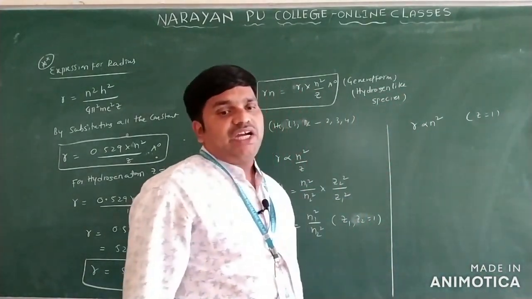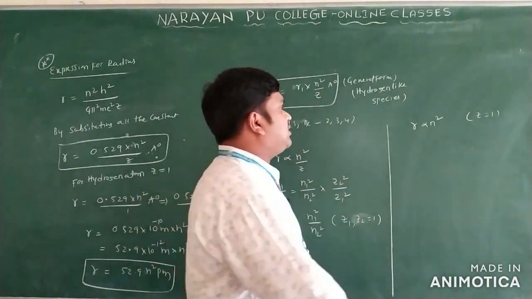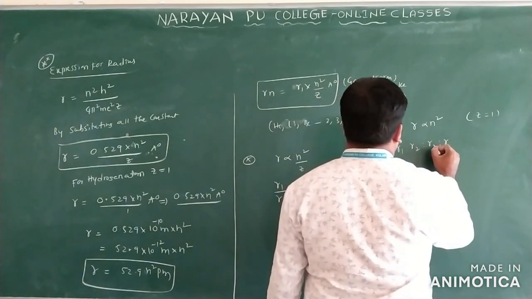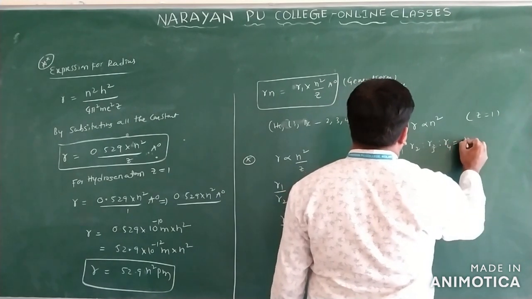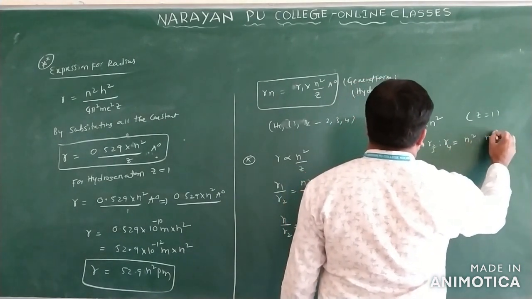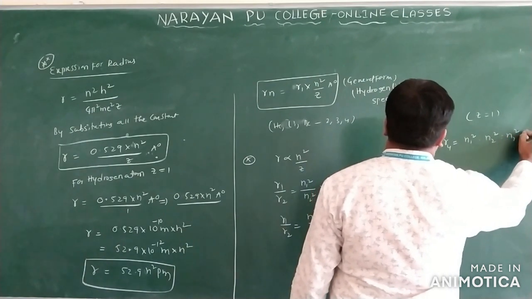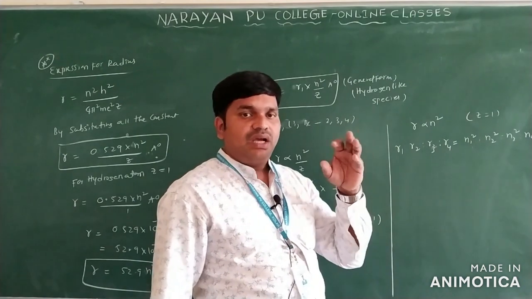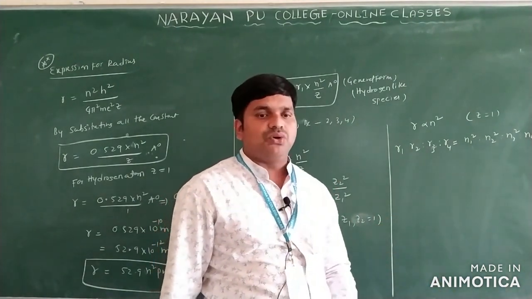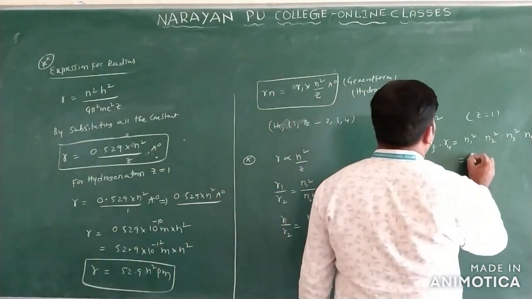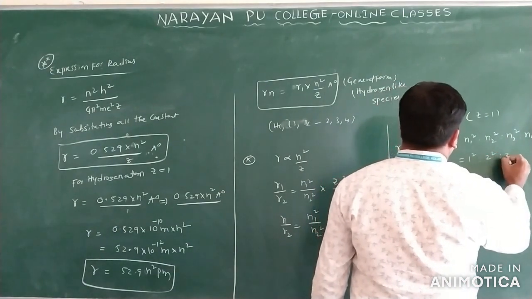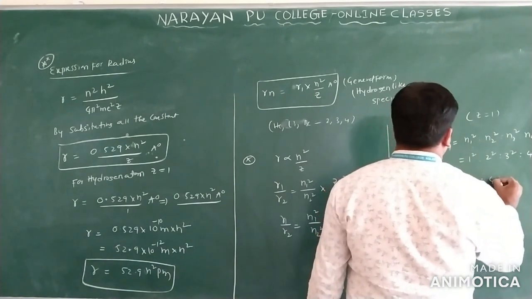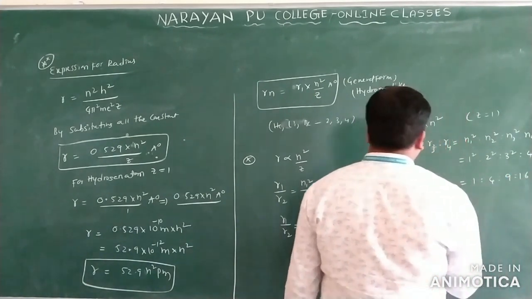Suppose here you can find out the radius of the first 4 orbits of hydrogen spectrum. I will write R1 is to R2 is to R3 is to R4 that is equal to N1 square is to N2 square is to N3 square is to N4 square only. I will take the first 4 orbits only. N is equal to 1, 2, 3, 4, so you will get 1 square, 2 square, 3 square, 4 square, then you will get 1 is to 4 is to 9 is to 16.